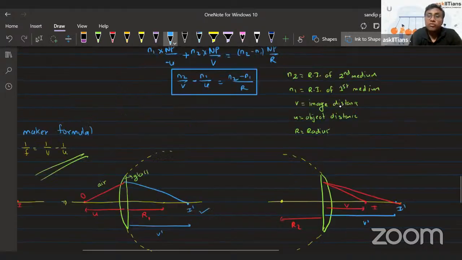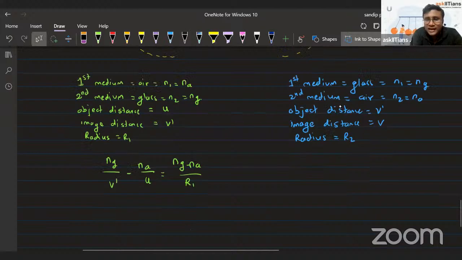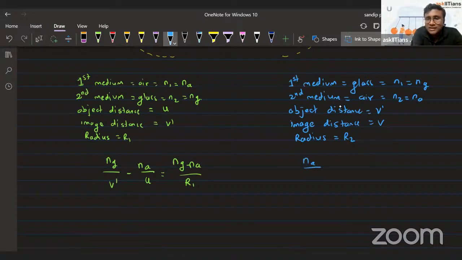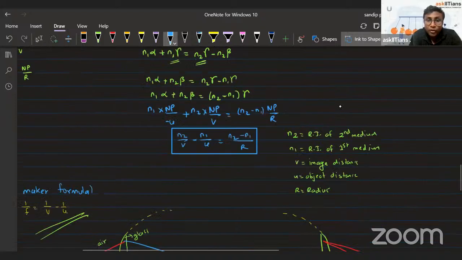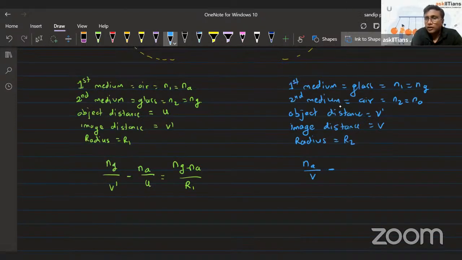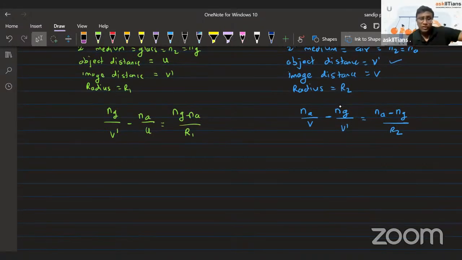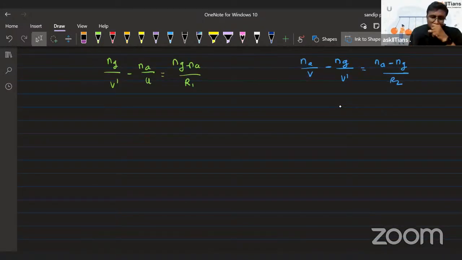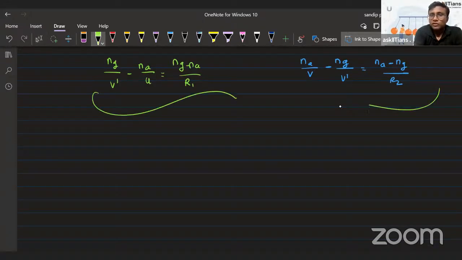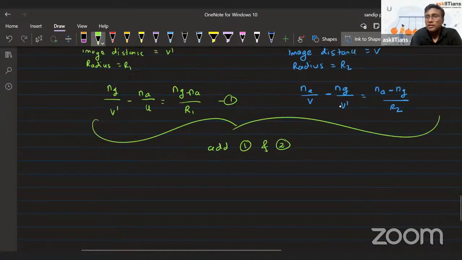So again, substitute in the master formula: N2 upon V. N2 means second, so Na upon V. V means image distance, that is V. Then we have N1 upon U, right? N1 means the first medium, Ng, upon object distance, which is V dash in this case, is equal to second minus first divided by R2. That's it. Once we got these two equations, you can just add both of them. Add first and second. This is equation number 1. This one is equation number 2.